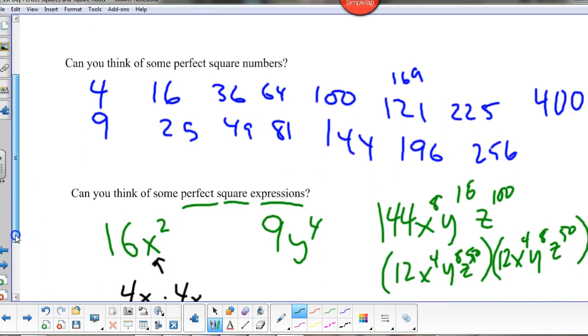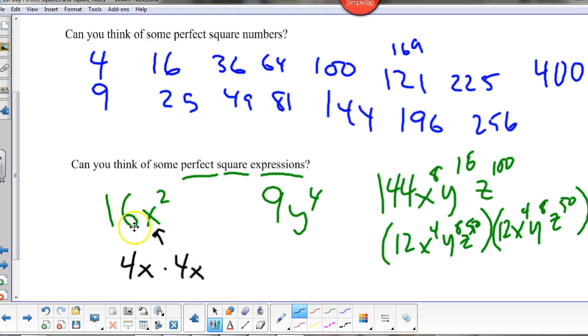I listed a couple others down here. So 4x times 4x would be 16x squared. So this 16x squared is a perfect square of 4x. What would 9y to the fourth be the perfect square of? It's 3y squared, right? That's the perfect square of 3y squared. And then again, even if something like 12x to the fourth, y to the eighth, z to the 50th, if you multiply that by itself, you get this 144x to the eighth, y to the 16th, z to the 100th. So this is a perfect square expression. It is the perfect square of the 12x to the fourth, y to the eighth, z to the 50th.